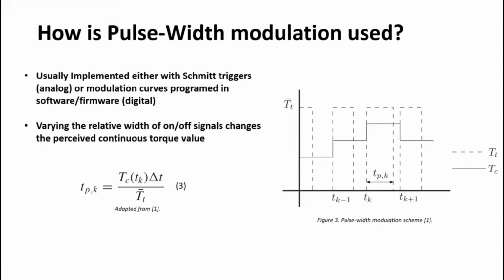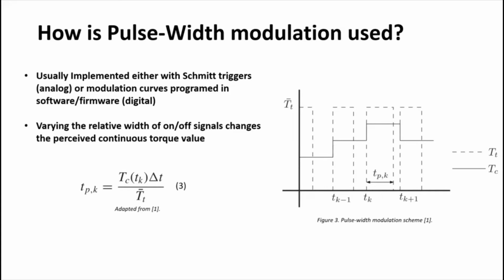Pulse width modulation, commonly referred to as PWM, is used to create a more continuous torque profile and can be implemented with various different methods. Schmitt triggers, in combination with other common circuits, including filters and comparators, can create analog pulse modulated signals. The signals can also be generated digitally with algorithms implemented in the system's software or firmware.